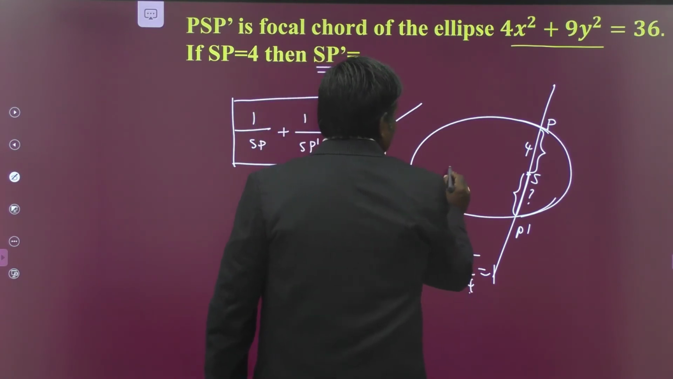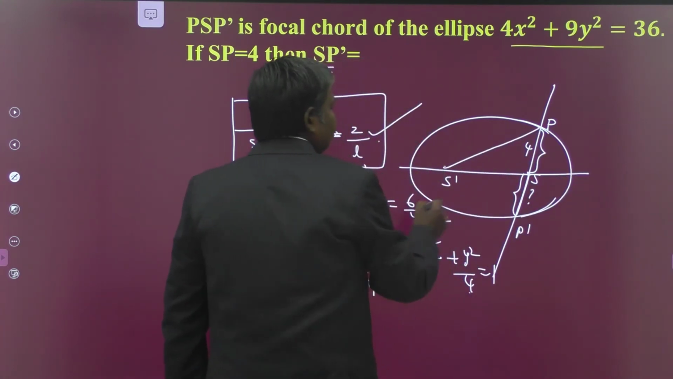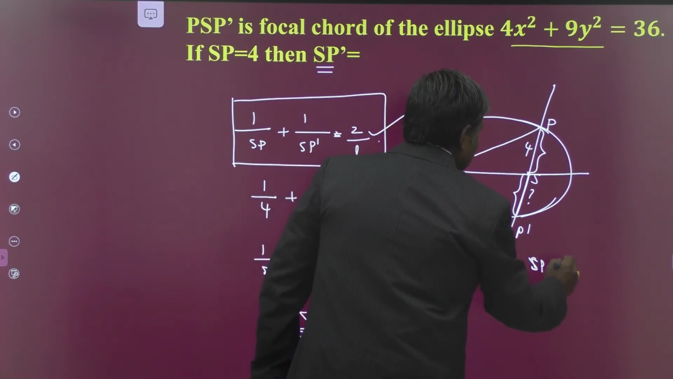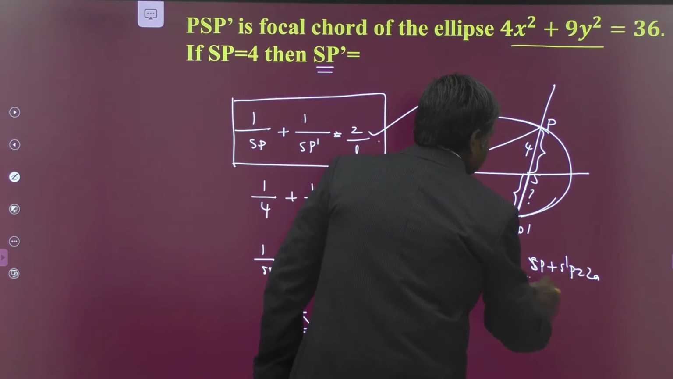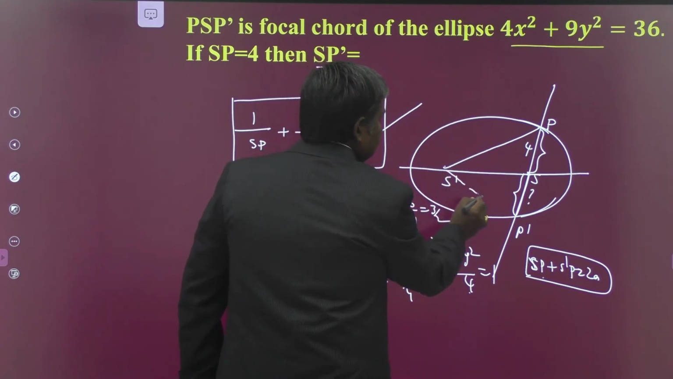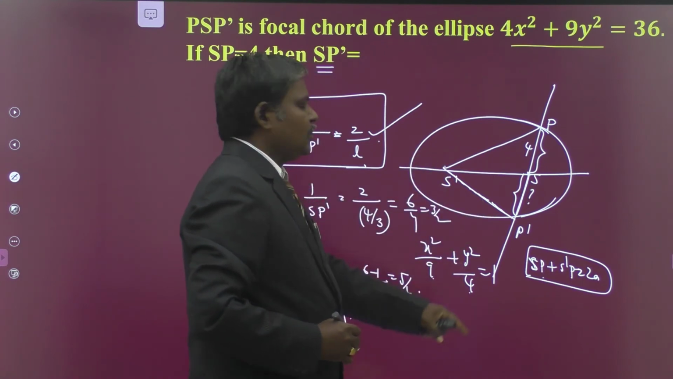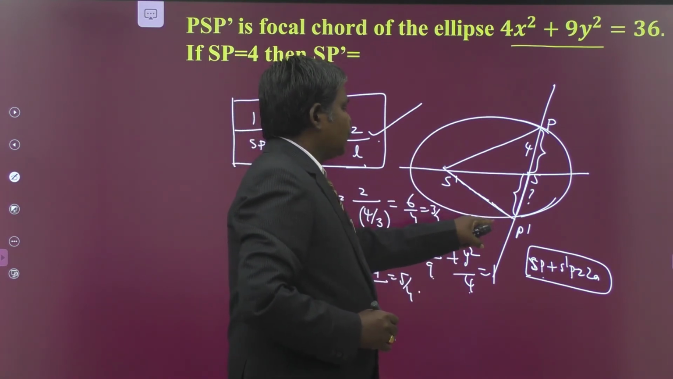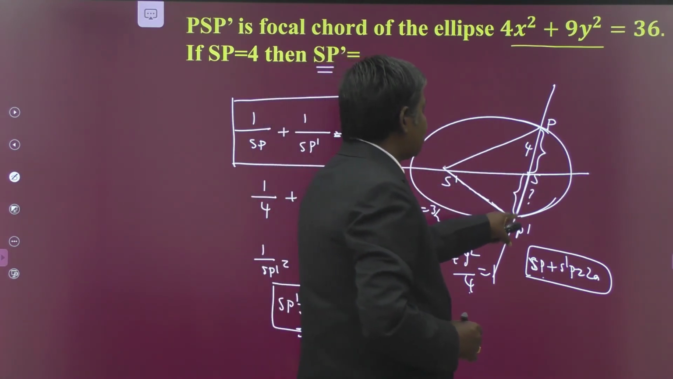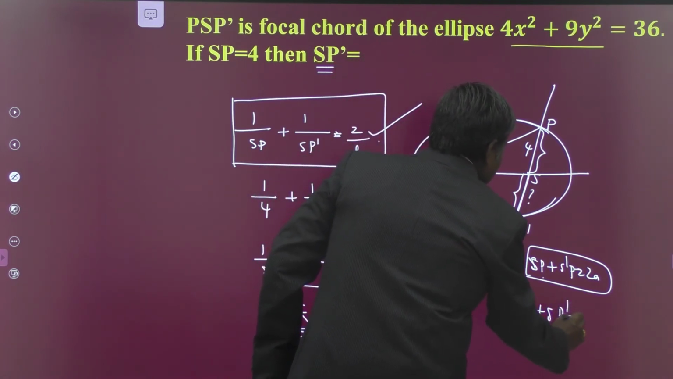Similarly, if there is another focus S dash on the axis, you have one more result. What is that? SP plus S dash P, the sum of the focal distances, is equal to 2A. This is the another result. Using these two concepts, you can find this distance also. S dash P dash also you can find out. You can apply the focal property for P dash also. What is the relation? S dash P dash plus SP dash is also 2A.